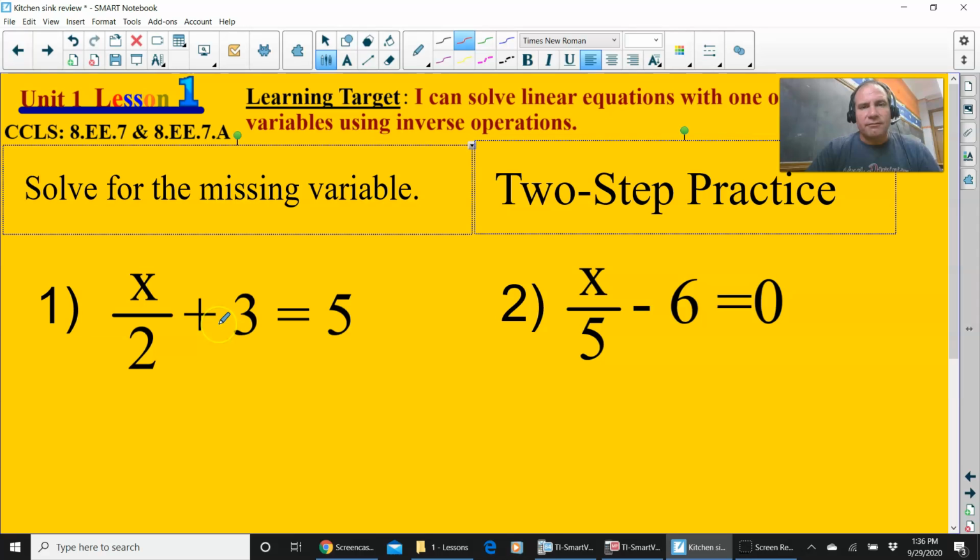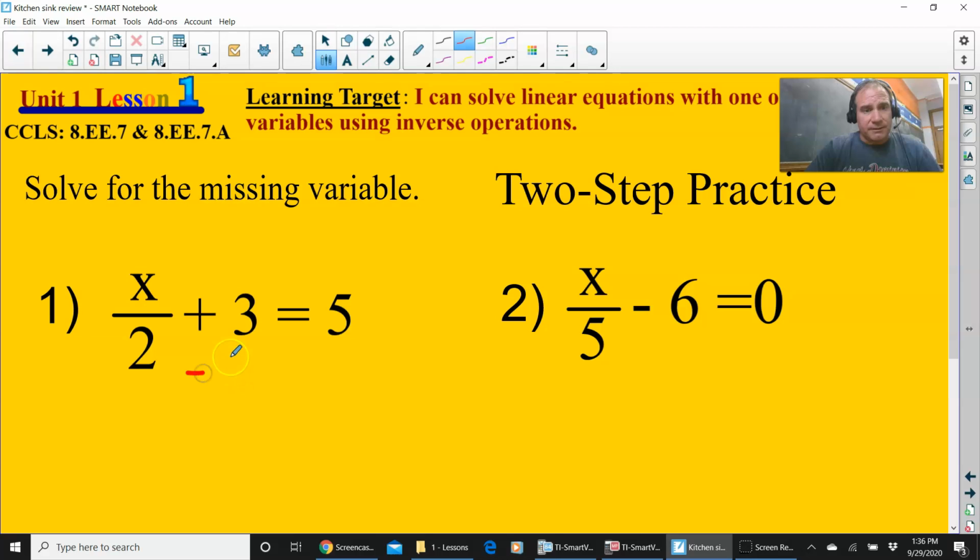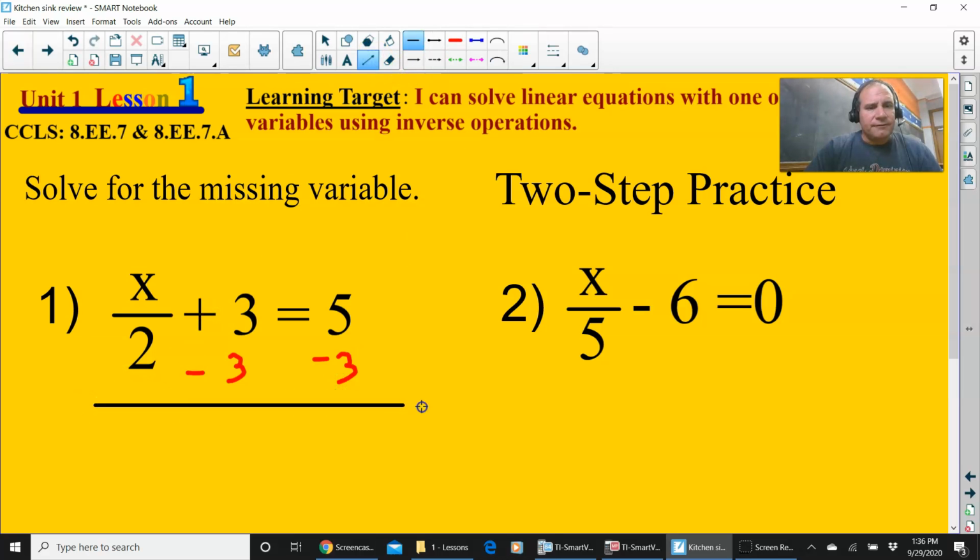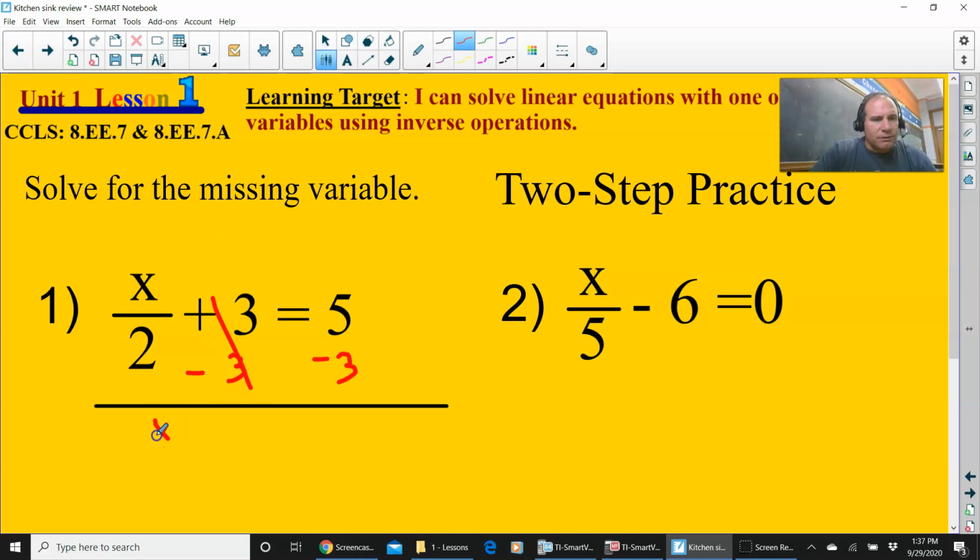So the opposite of plus 3, you're not going to move anything over here yet, x over 2. But the opposite of plus 3 is negative 3, minus 3. So you're going to subtract 3 on both sides of that equal sign. Once that is finished, you line yourself up, reset the problem. This cancels. X over 2 equals 2.